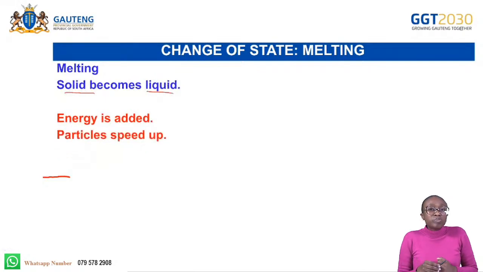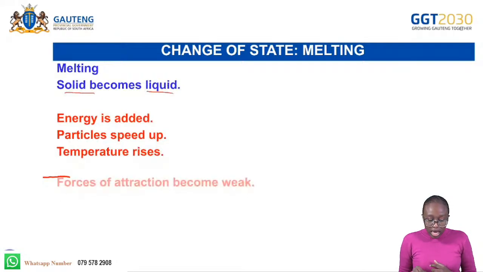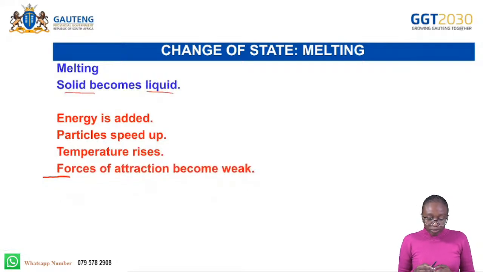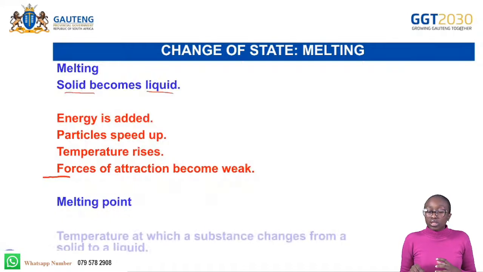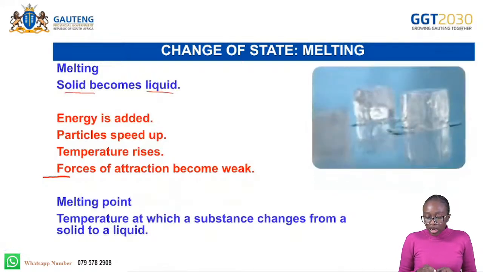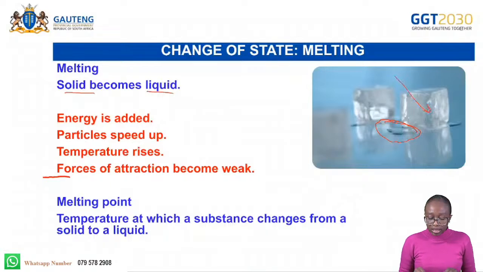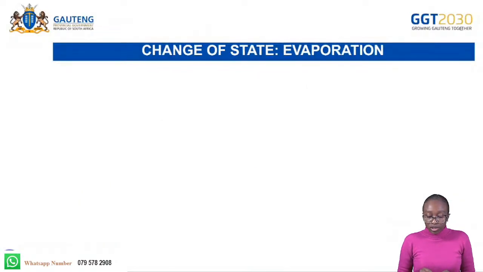The particles speed up. They gain energy. They start speeding up and moving faster. Temperature rises and the forces of attraction become weak. Once the forces of attraction become weak, then the solid will have reached what is called its melting point. It changes its state from solid to liquid. Here is a picture of ice that is melting. Look at that part there. This is the liquid part, and this is still the ice part that is yet to change.